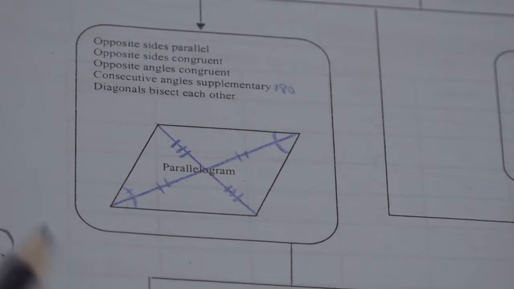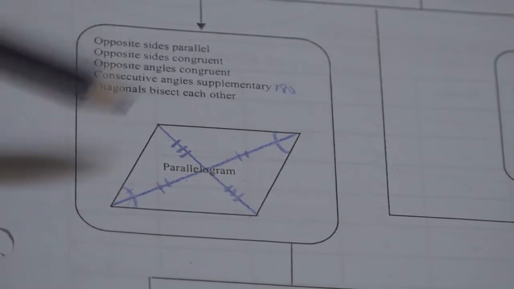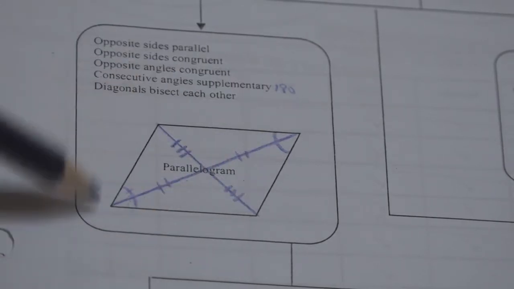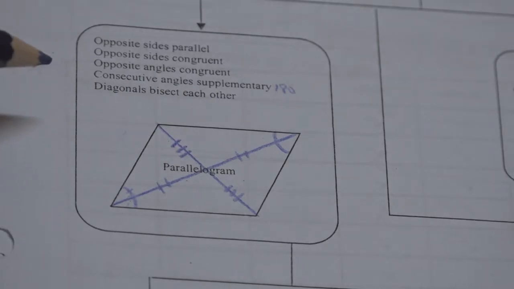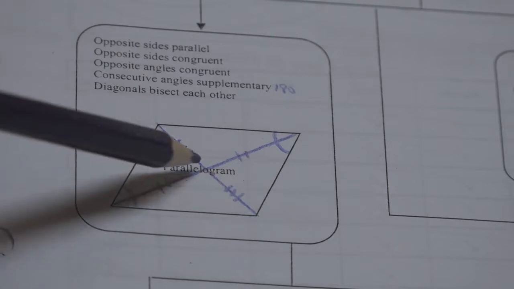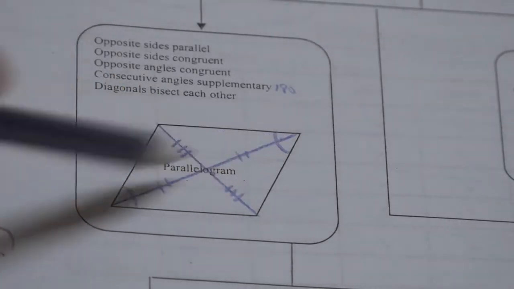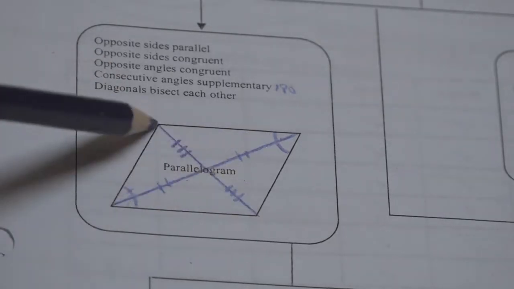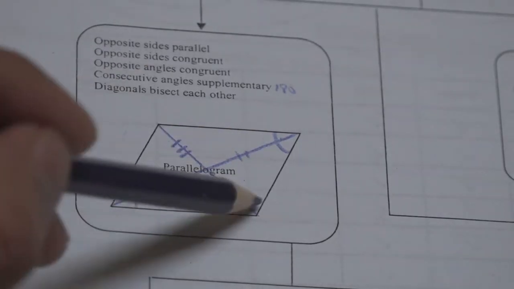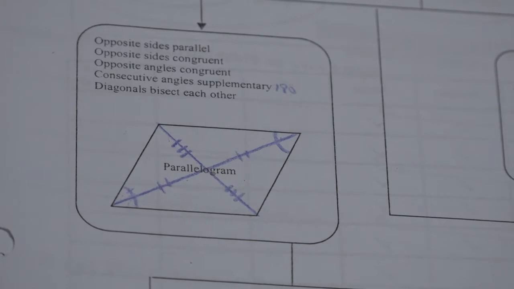So let's see what we learn about the parallelogram. Opposite sides are parallel, opposite sides are congruent. Diagonals bisect each other. Opposite angles are congruent. And consecutive angles are supplementary. All right. So anyway, after a while, she found another quadrilateral, and then they had kids, right?